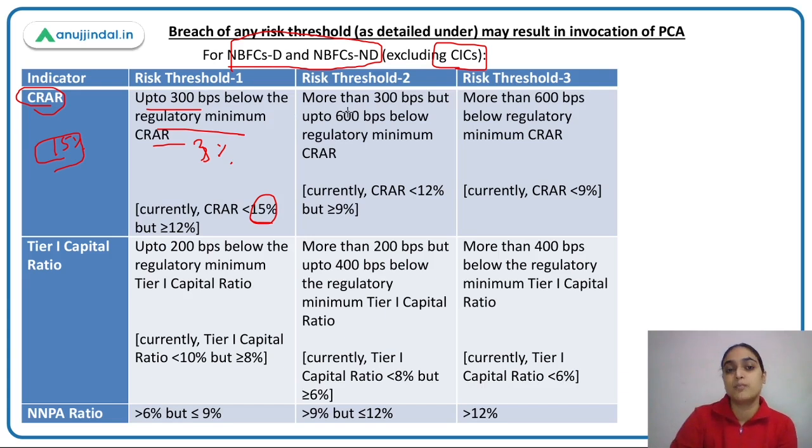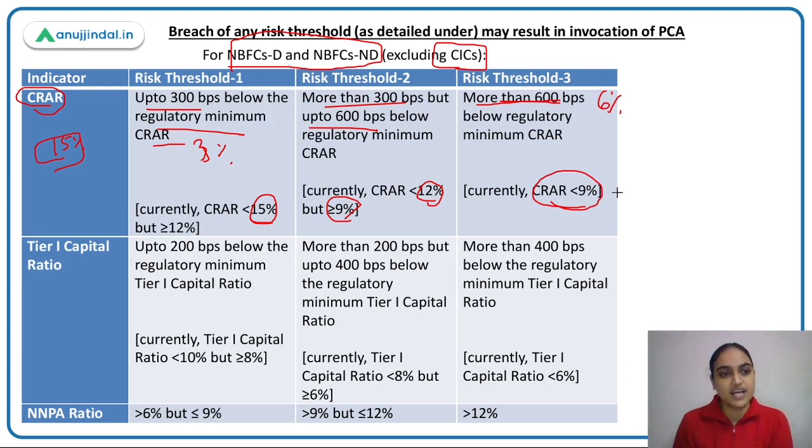Then risk threshold 2 is more than 300 basis points but up to 600 basis points below the minimum. So minimum is 15%. Okay. Agar aap usse 300 basis points se zyada aur 600 basis points se kam level maintain kar rahe ho, to aap risk threshold 2 mein ho. Yani ki agar 15% hai, to 300 basis points means 12% se zyada, but 600 basis points below minimum, 600 basis points means 6%, yani ki 9% aaya. Okay, 15 minus 6 is 9%. So if you are maintaining it between 9 to 12, that means you are under risk threshold 2. And if you are maintaining it at more than 600 basis points, that means more than 6% below the regulatory minimum, that is, if you are maintaining it at less than 9%, then you are in risk threshold 3. So, yes, CRAR ki risk thresholds hain.